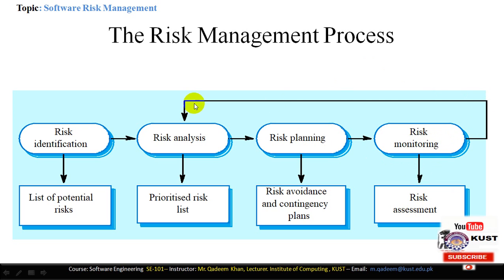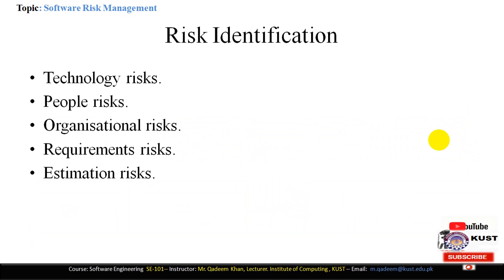And this loop may again continue. If the risk becomes more highly serious, then we will again perform the risk analysis for that particular risk. Then again we will create a new plan for that particular risk, and so on. We will do the monitoring again. Now we will discuss each and every phase of this risk management process in detail.